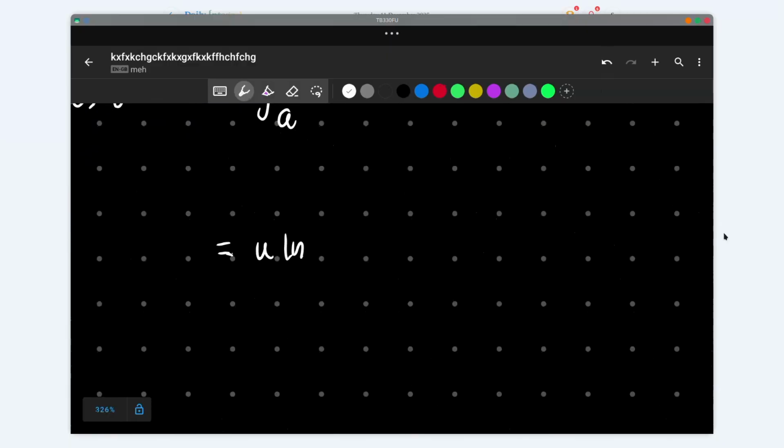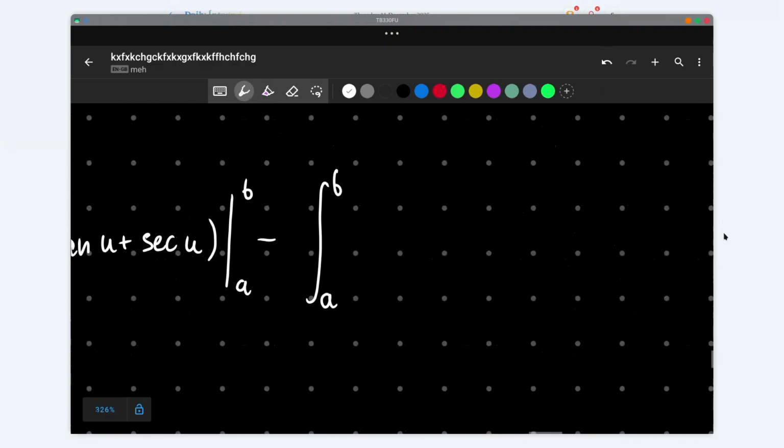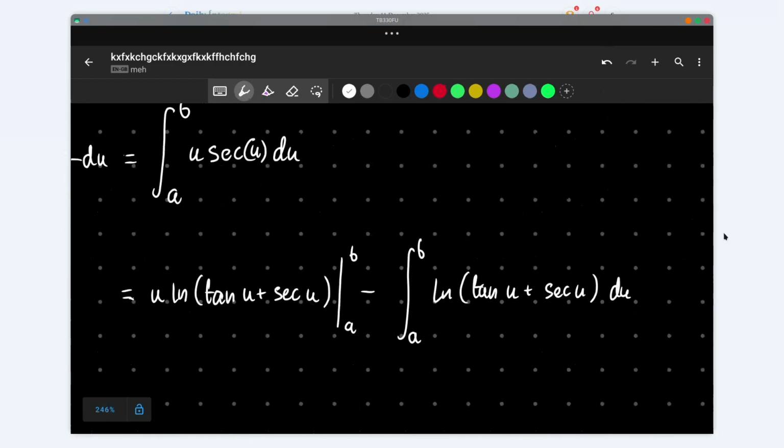Oh no. Yeah, oh no, this is not good. From a to b, minus the same integral from a to b with a logarithm. See, we seem to have found an issue. I don't know how to integrate that logarithm.